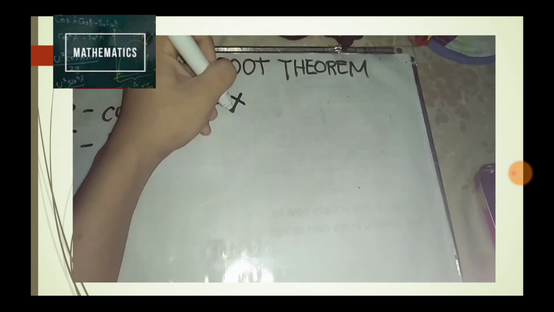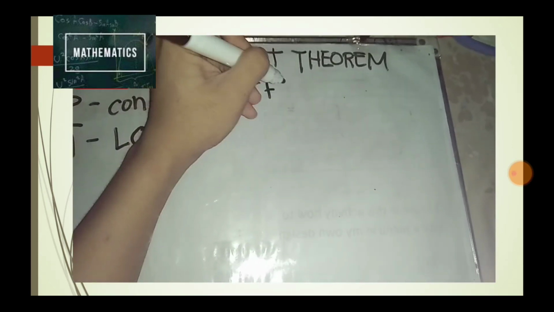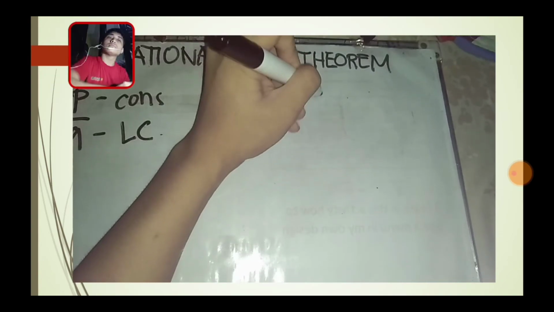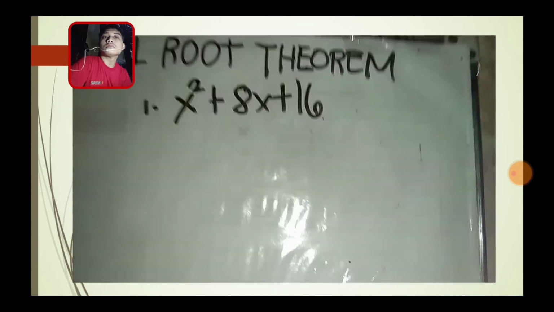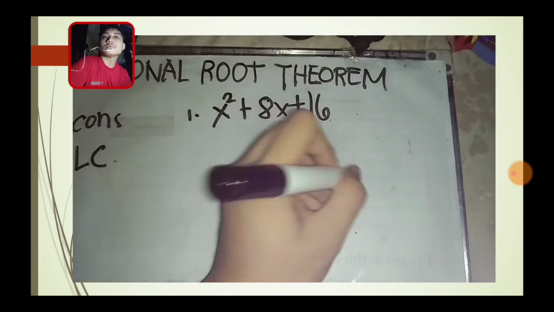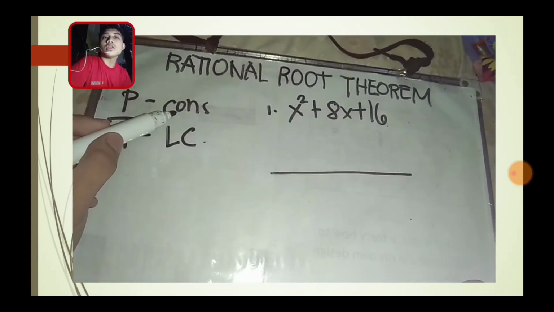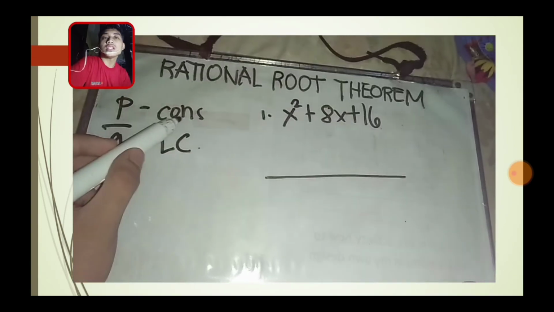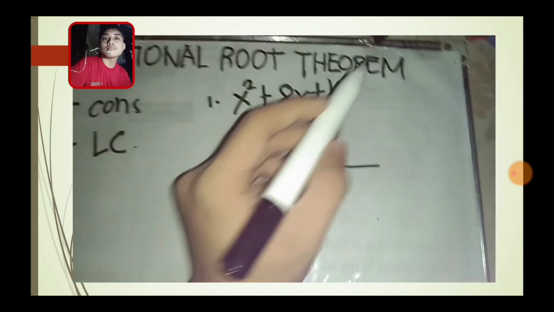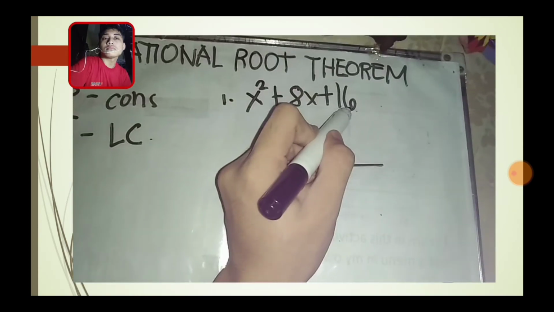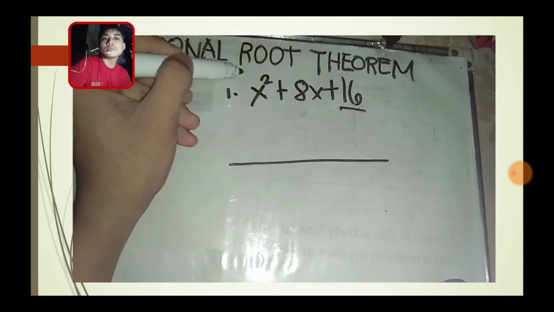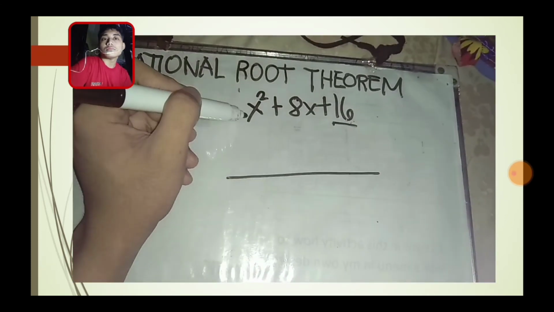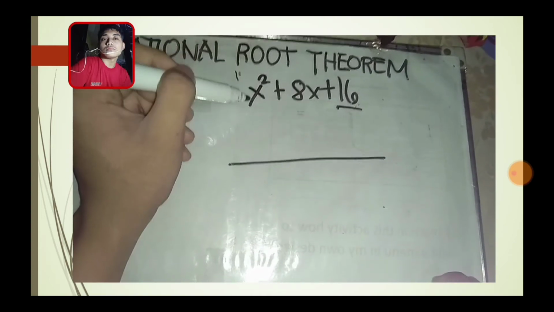So, let's say we have number 1, x squared plus 8x plus 16. For the numerator, we just find the factors of the constant term. This is the constant term, then the leading coefficient is here. So, we have 1. In this leading term, we have the leading coefficient of 1.